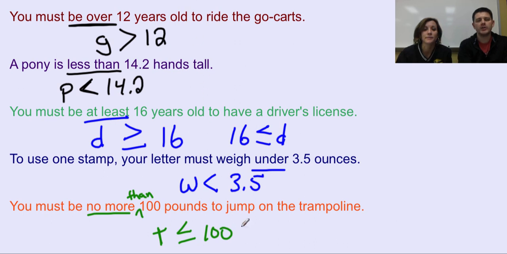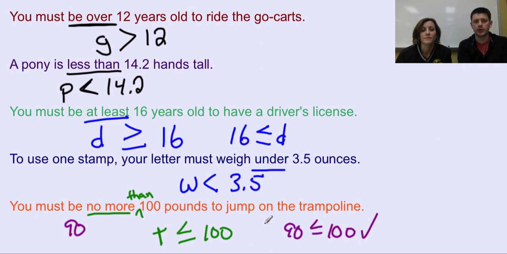And then remember, it's always good to double check and make sure you are on the right track. So read that to yourself. You must be no more than 100 pounds to jump on the trampoline. So maybe you could be 90 pounds. Plug that in, even if it's just in your head, and think about, is 90 less than or equal to 100? Yeah, that makes sense. So I know I'm on the right track. But that quick little check can make sure we have the right inequality symbol in there for you.